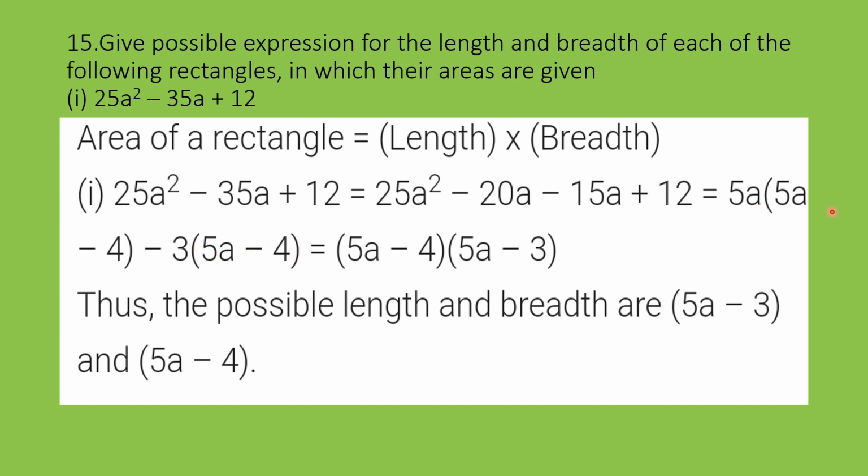Now in both the terms you are having 5a minus 4 as common. So take the common factor outside, you will have 5a minus 4 multiplied by 5a minus 3. Thus the possible length and breadth are 5a minus 3 and 5a minus 4.